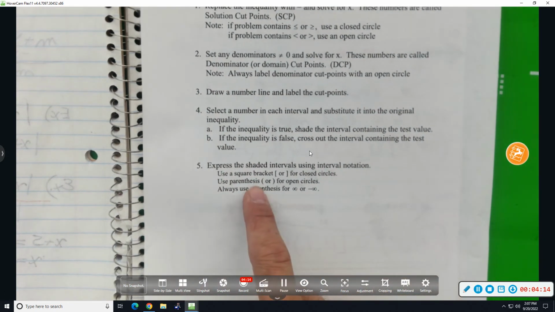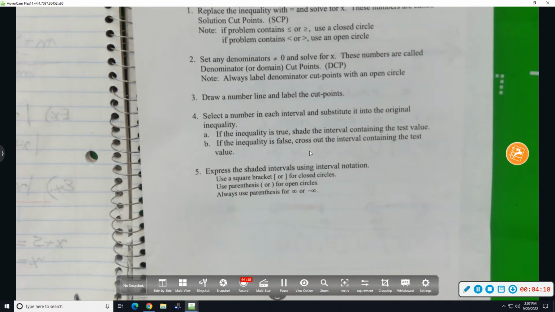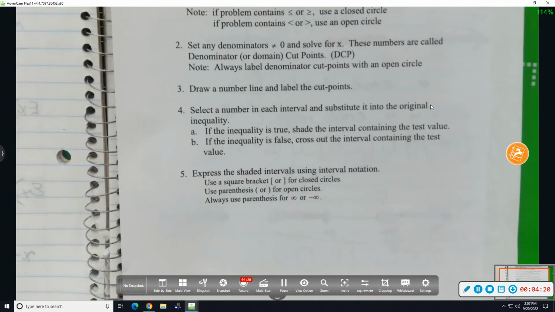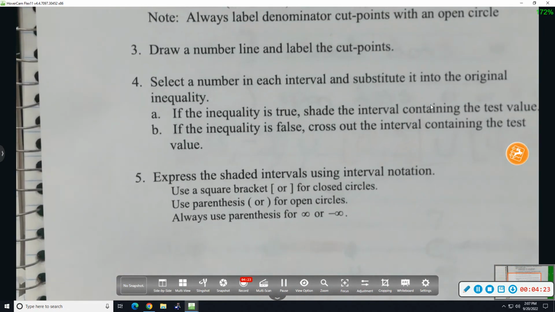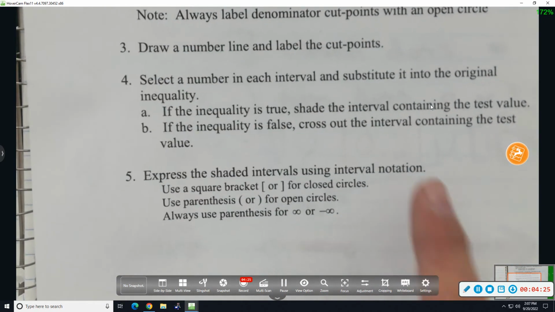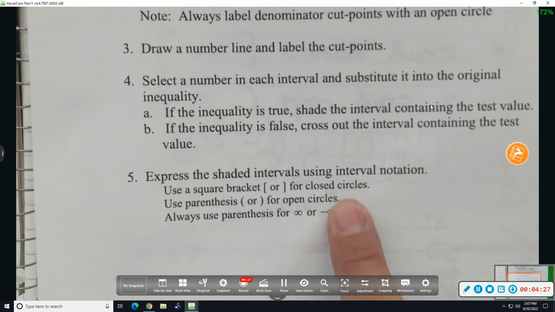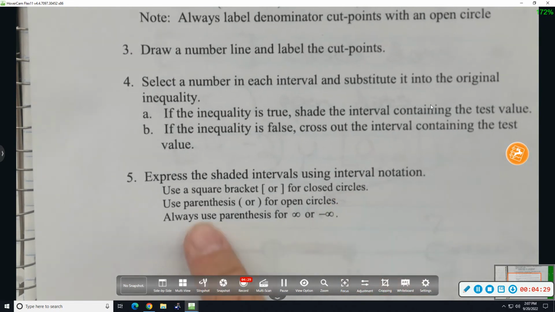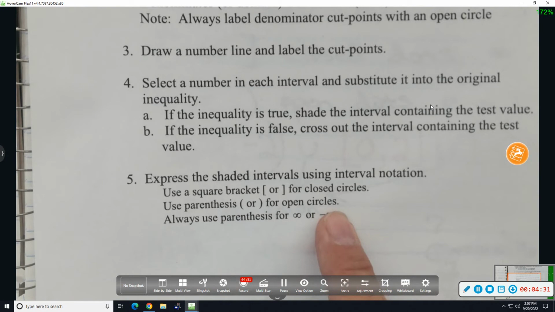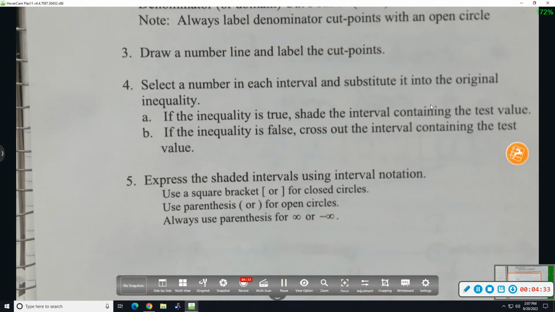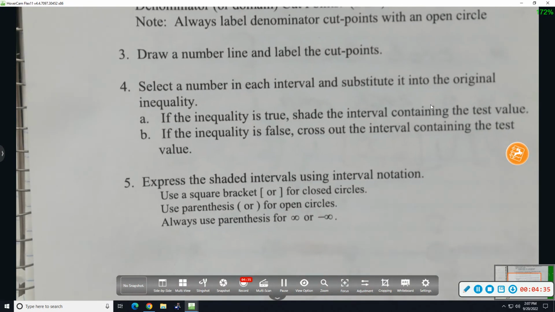Look at step 5. We could zoom in a little on that. Express the shaded intervals using interval notation. Use square brackets for closed circles. Use parentheses for open circles. Always use parentheses for infinity or negative infinity. Okay?